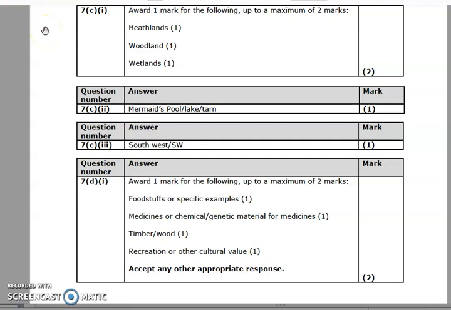So when we look at the answers here, you can see very simply 2 other UK terrestrial ecosystems. You could have had either heathlands, woodland or wetland. You can't have anything else because these are the ones specifically mentioned within the specification. For the 6-figure grid reference, it was Mermaid's Pool or a lake or a tarn, and the direction was southwest.